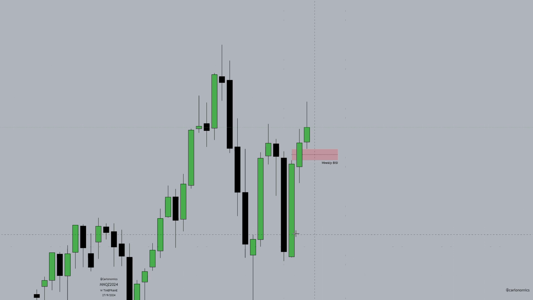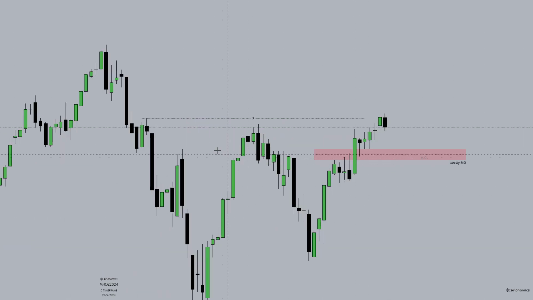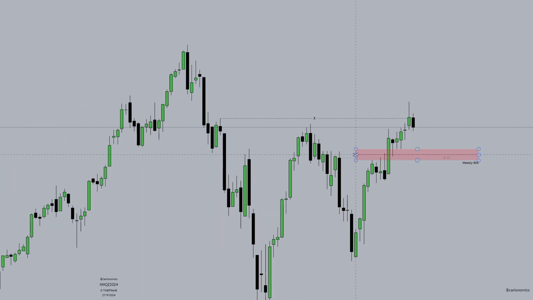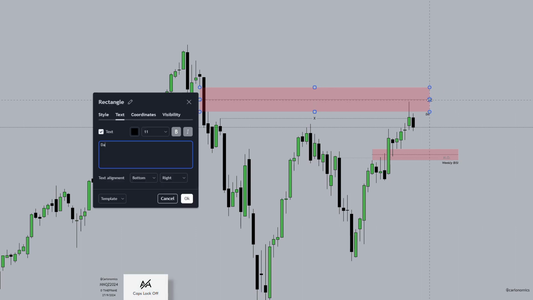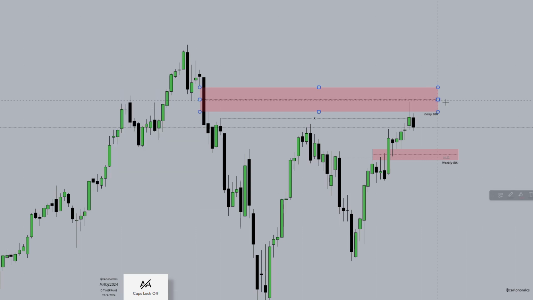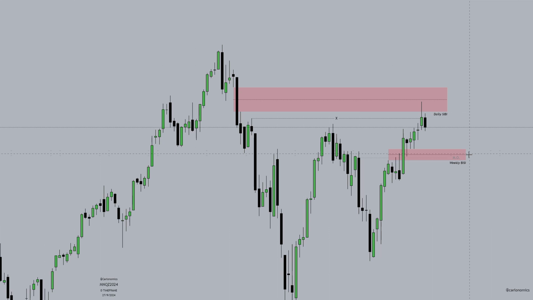So here we tapped, or here we swept this liquidity into this area. Looking at our daily time frame, we have swept this swing high here, and we have also tapped into this daily fair value gap, or the daily SIBI. What I want to look for from this daily SIBI is a move from internal to external.